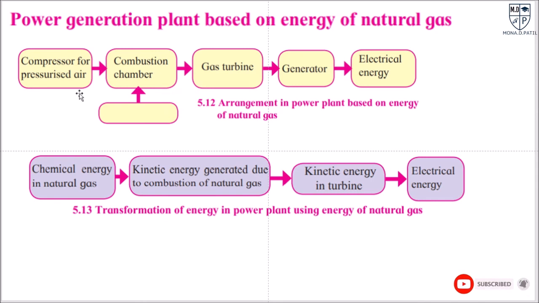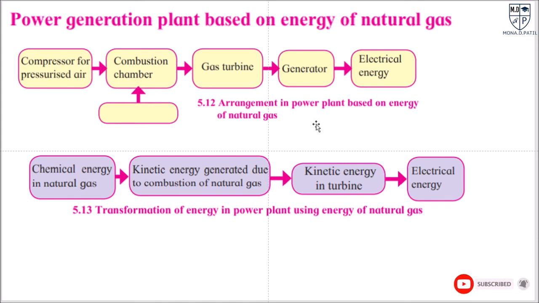So here, the compressor pressurizes the air. Then the combustion chamber, where the gas is ignited, and then the gas turbine. As the turbine starts to rotate with the help of gas, it is connected to the generator to convert this energy into electrical energy. Okay, so this is the arrangement in a power plant based on energy of natural gas.